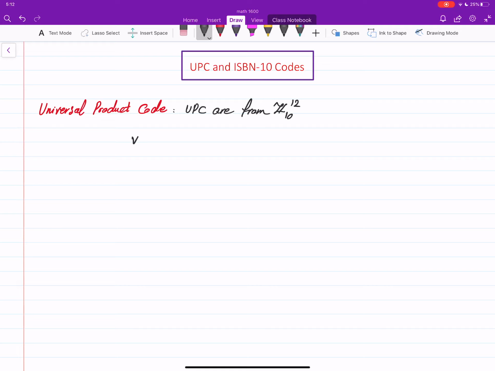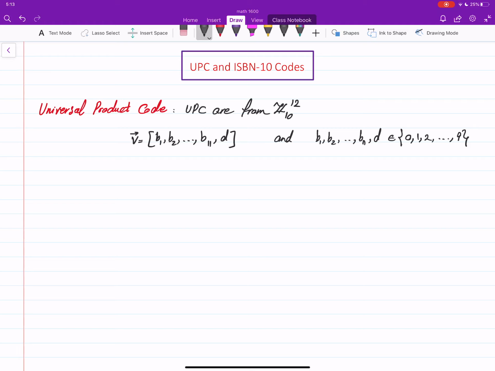That means the codes you're seeing will have b1, b2 up to b11, and the last one, again, is the check digit. That's a total of 12 digits, b1, b2 up to b11 and d, and they are coming from Z10, meaning we'll have the numbers 0, 1, 2 up to 9.